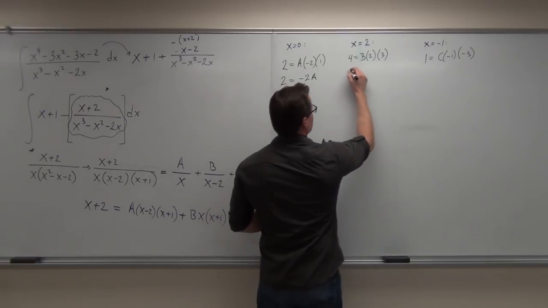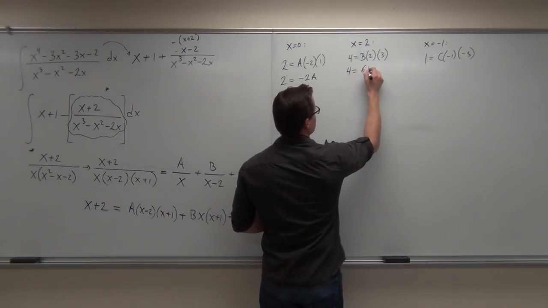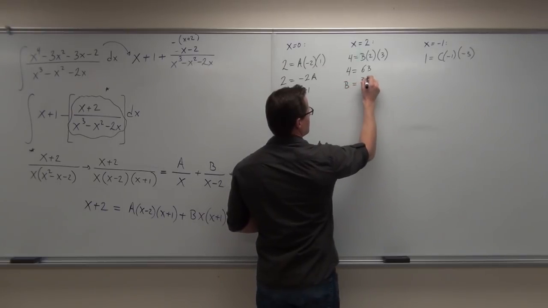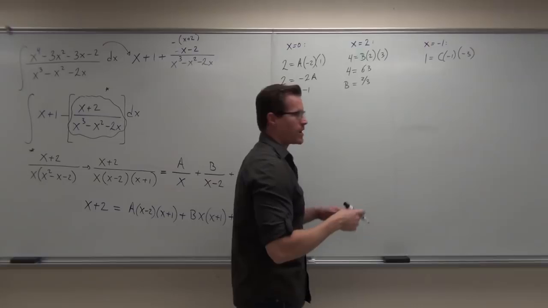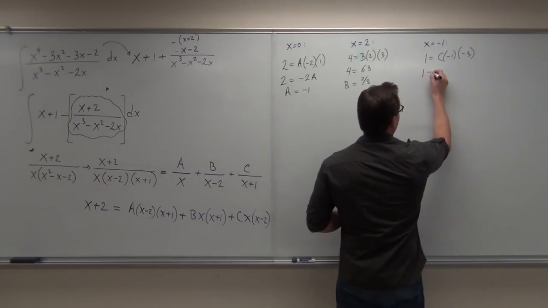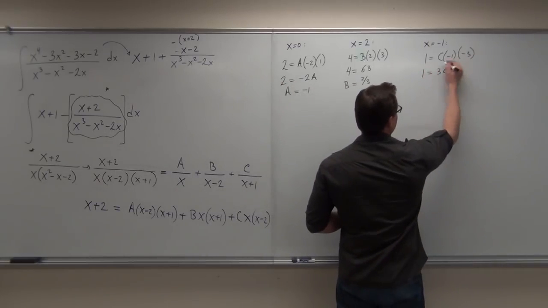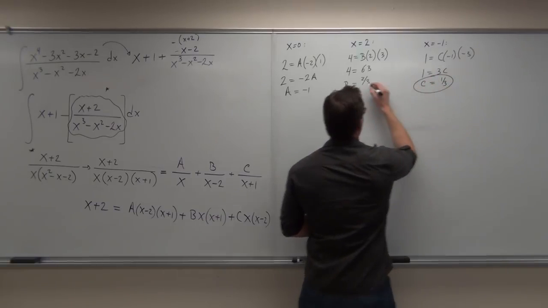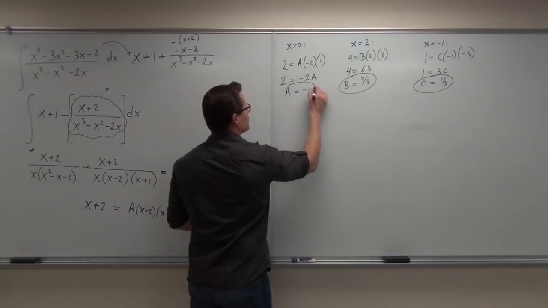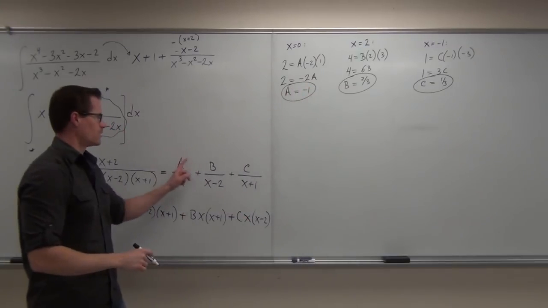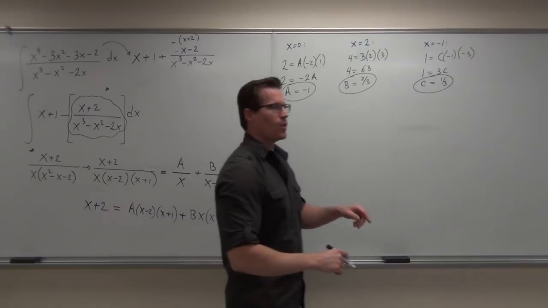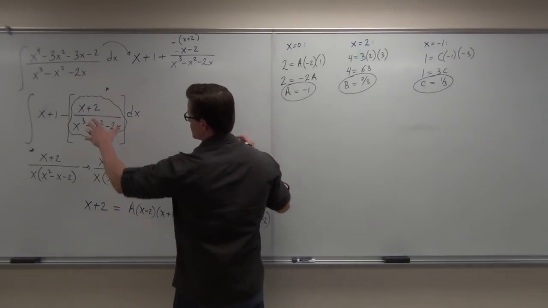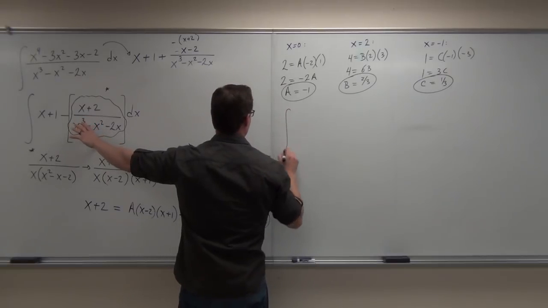-1. 4 equals 6b, therefore b equals how much? Is it okay to get a fraction? Yes. Don't worry about it. 1 equals 3c. C equals 1/3. Hey, look at that. Those were the 3 constants I was looking for. A, B, and C. What that means is that our original integral changes to this.